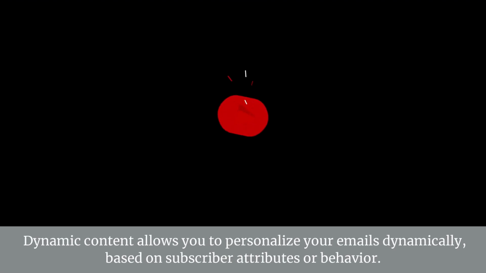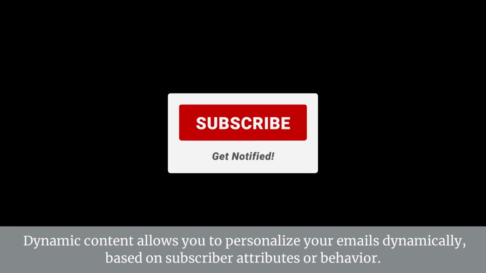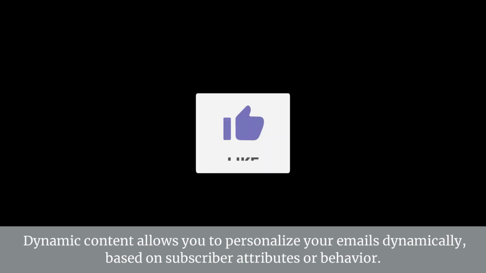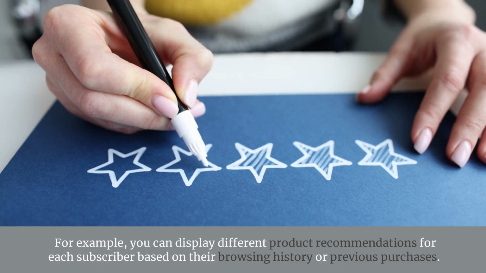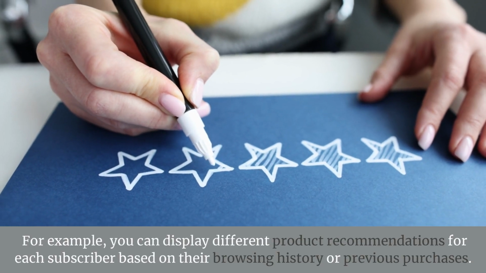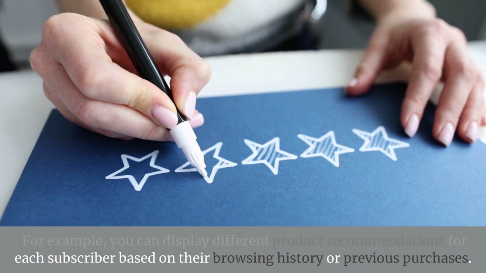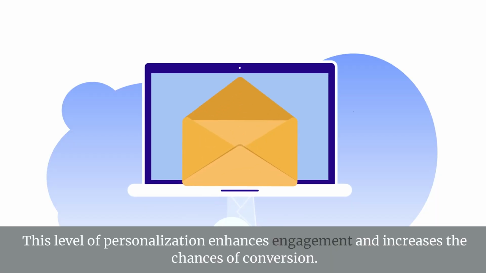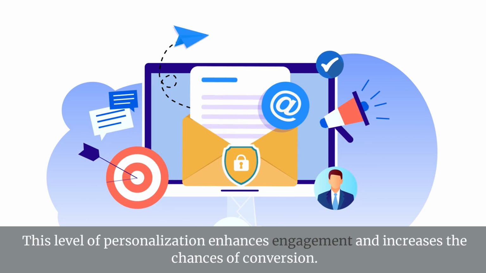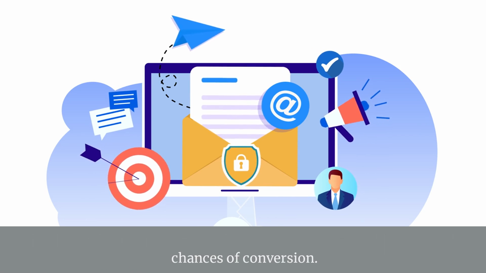6. Leverage dynamic content. Dynamic content allows you to personalize your emails dynamically, based on subscriber attributes or behavior. For example, you can display different product recommendations for each subscriber based on their browsing history or previous purchases. This level of personalization enhances engagement and increases the chances of conversion.